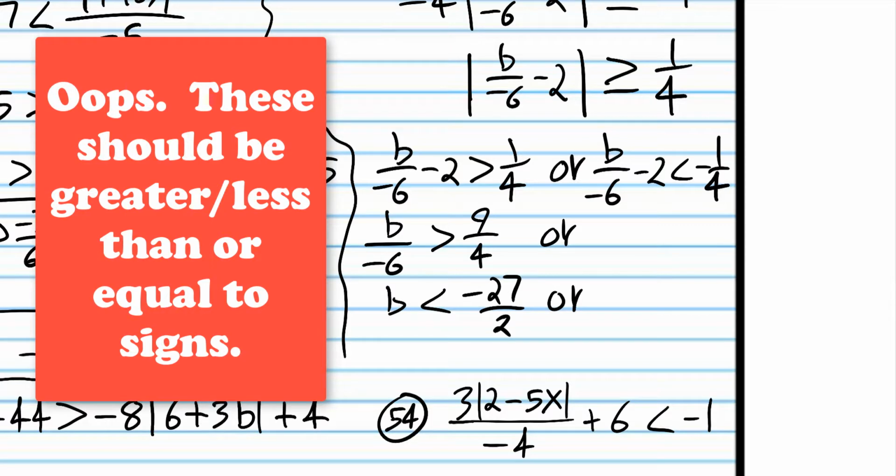And over here we're going to add 2. And that's going to be 7/4. Multiply both sides by -6, and you have to flip the inequality. And we get -42 over 4, which reduces to -21 over 2.